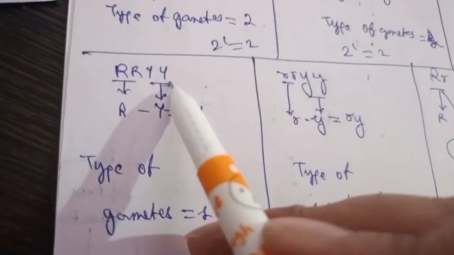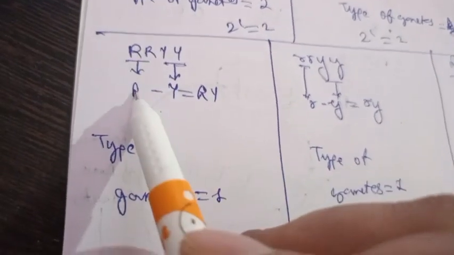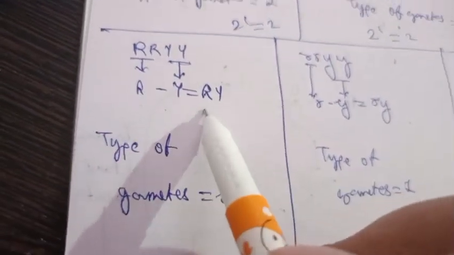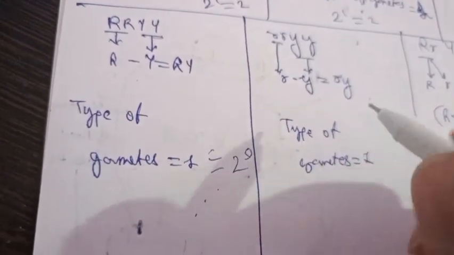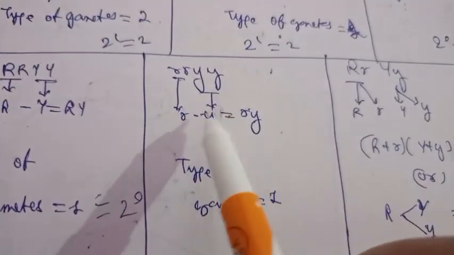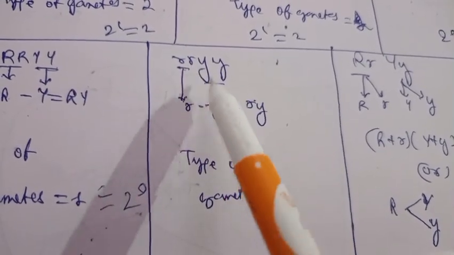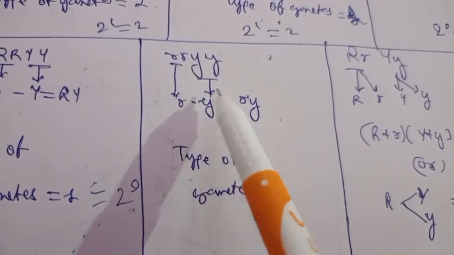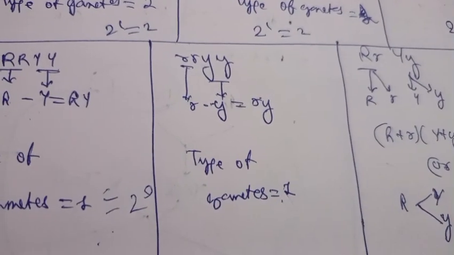Capital R, capital Y. Here we got both the same types of gametes, so we obtain the same type of gametes, capital R capital Y. Type of gametes is 1, which equals 2 power 0. Small r, small y. Here we got two same types of gametes, small r small y. Type of gametes is 1, 2 power 0 equals 1.